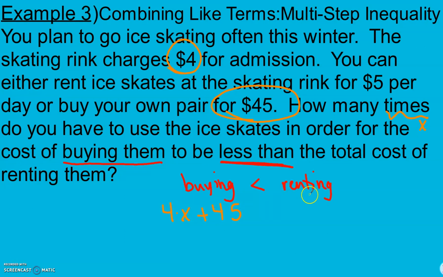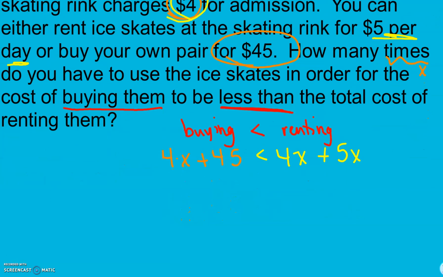To rent, okay, it's going to cost us $4 to go and $5 per time. So plus $5 per time. We want to make sure both expressions are as simple as we can get them. So here I have 4x plus 45. 4x plus 5x, so I can simplify, combine like terms, and that's 9x.